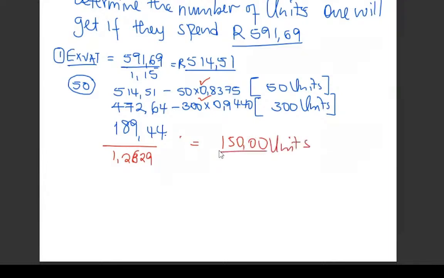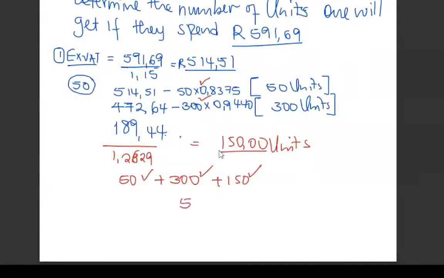These are also units. So in total, it will be the 50 I've used in bracket 1 plus the 300 I've used in bracket 2 plus the 150 that I've used. So when I add everything here, I end up having 500 units, which is indeed right.